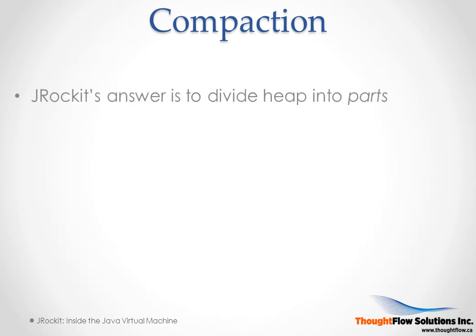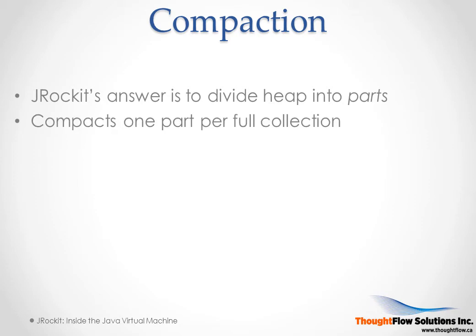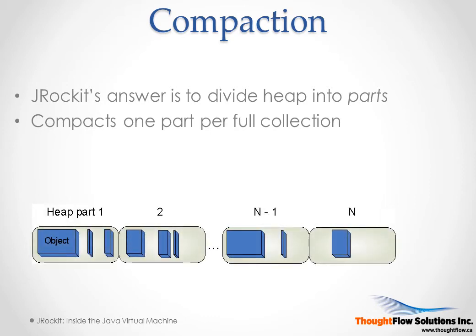Now the way JRockit implements compaction is it divides the heap into what is known as parts, and it compacts one part for every garbage collection that is done, so the full and the old, obviously. This is what it might look like.